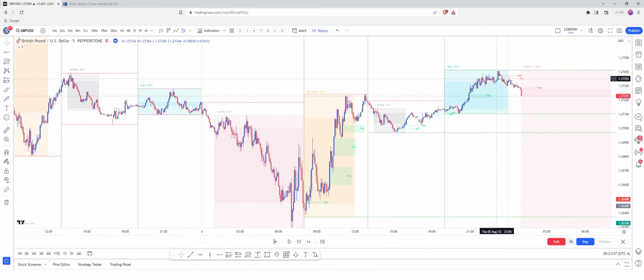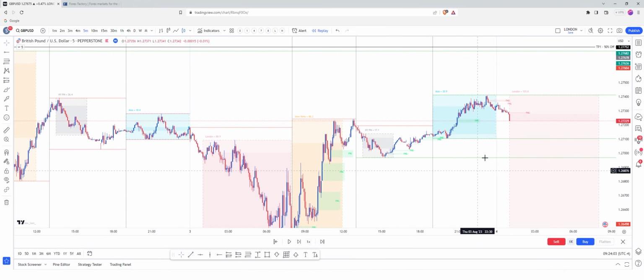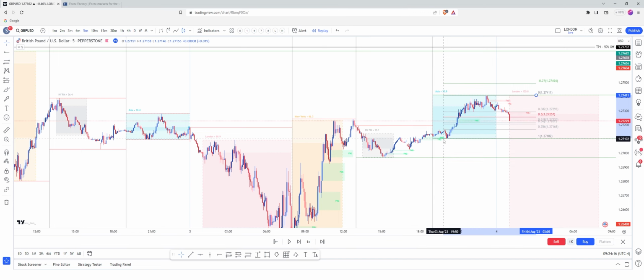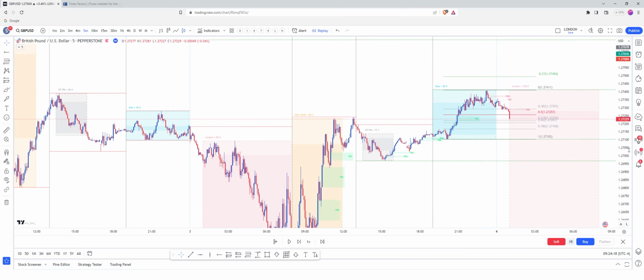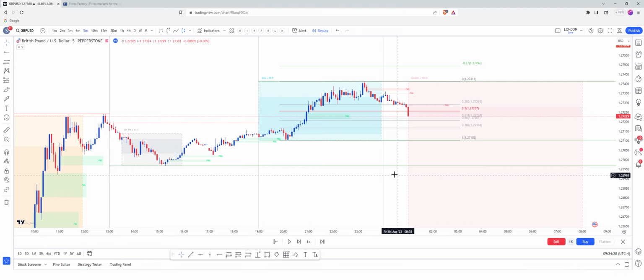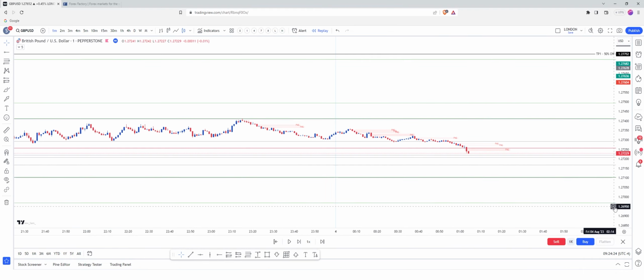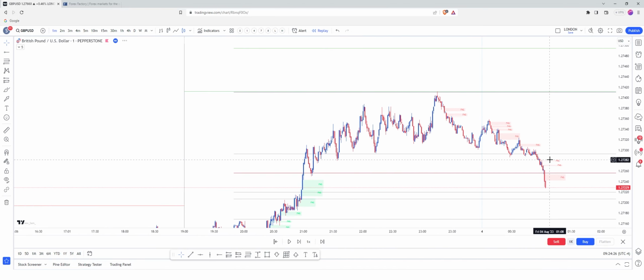So this, I was thinking, was going to be a continuation trade because pound is breaking out of Asia. Coming into London, we were pulling back a little bit inside the range. I had my optimal trade entry from the Asia range, sorry, for the first trade that I took. So we were approaching the optimal trade entry as the session opened. So I dropped onto the 1 minute chart.